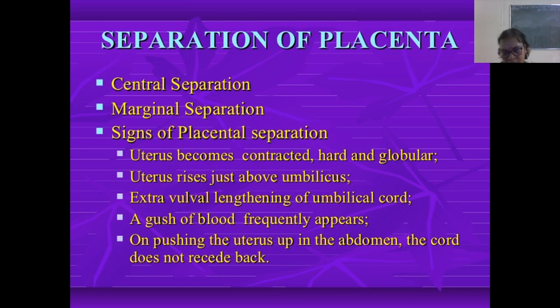What are the signs of placental separation? The uterus becomes contracted, very hard and globular. The uterus rises just above the umbilicus. Extra vulvar lengthening of the umbilical cord will be there, and a gush of blood, fresh blood, frequently appears. On pushing the uterus up in the abdomen, the cord does not recede.